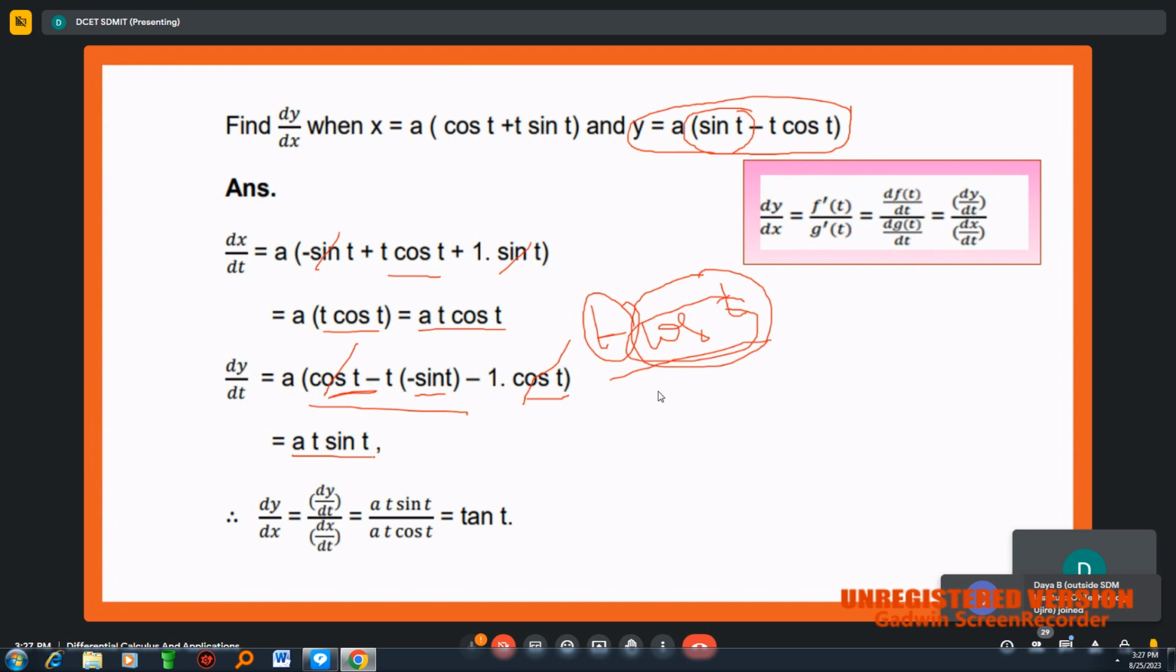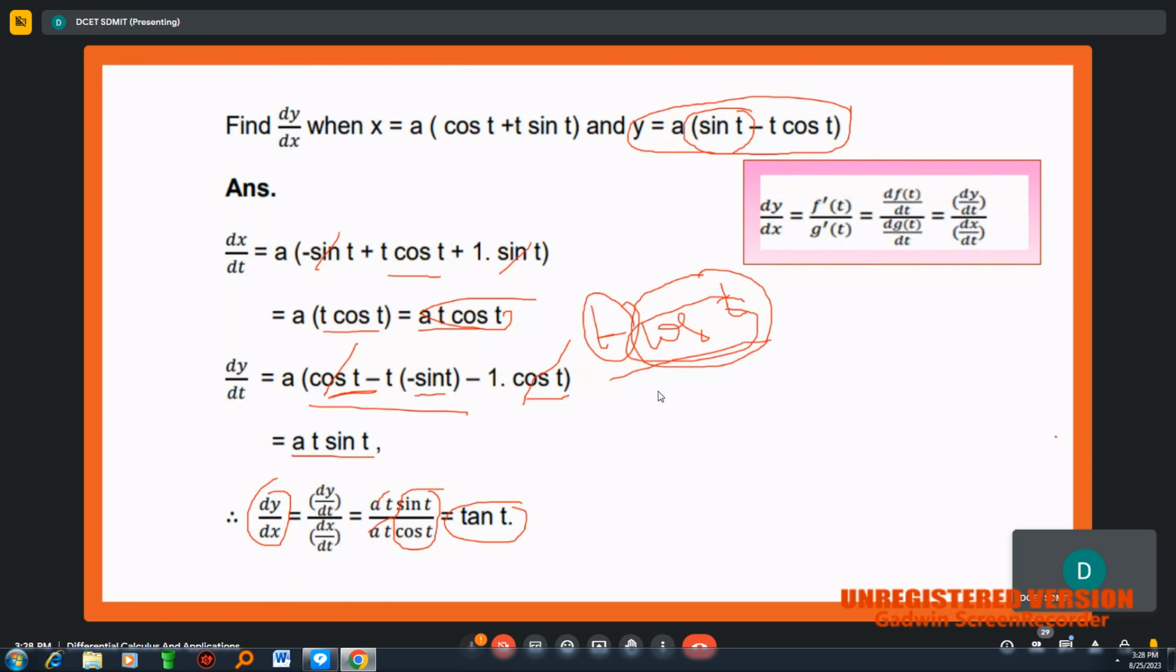Now after finding dx by dt and dy by dt, we have to substitute dy by dt and dx by dt in dy by dx. What is dy by dx? Dy by dx is nothing but dy by dt divided by dx by dt. Now, what is dy by dt? Dy by dt we have is at sin t, divided by dx by dt, what is it? At cos t. A into t is cancelled. Sin t divided by cos t. What's the value of sin t divided by cos t? Sin t by cos t is nothing but tan t.